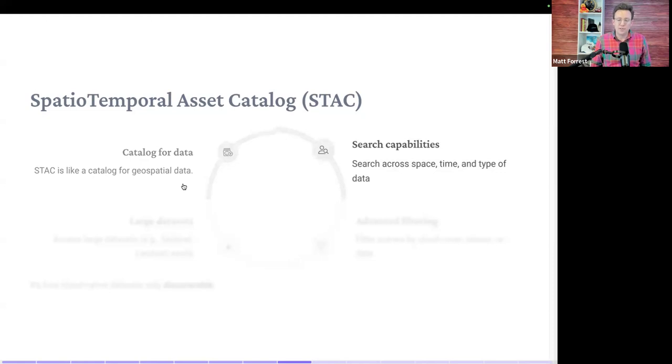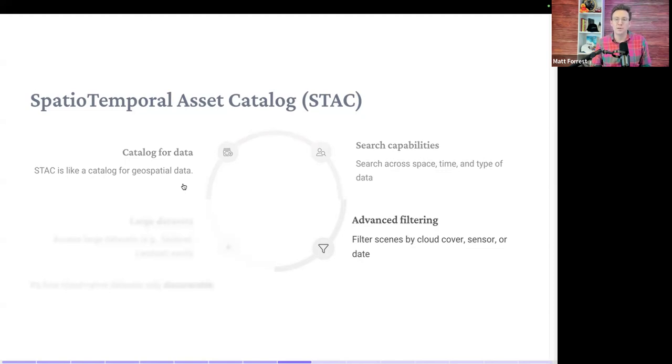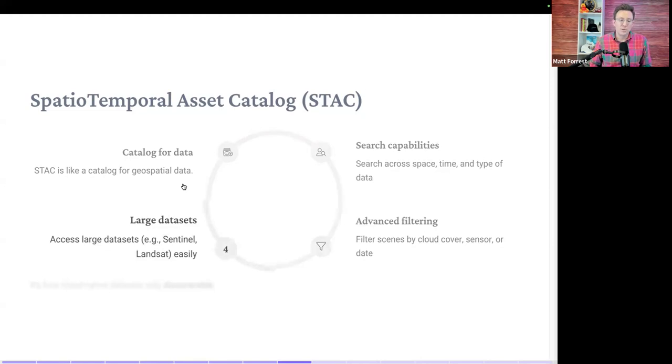So it allows you to search across those different slices, like I just said, and it has advanced filtering. So it actually can filter scenes and say, I want images that have a cloud cover less than 10%, or it uses this specific sensor or something like that. And then it works with great data sets, and specifically large data sets across time and space, like Sentinel or Landsat and things like that. So that's what STAC does.